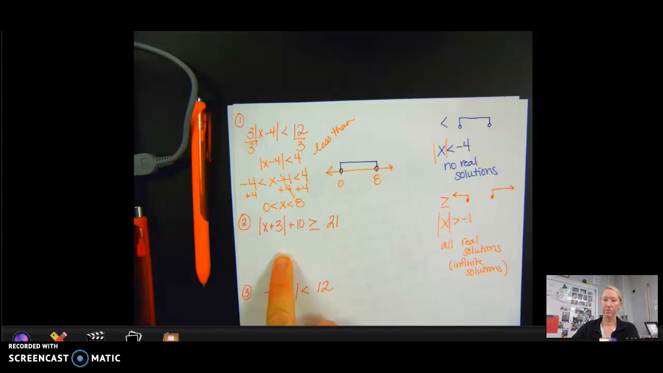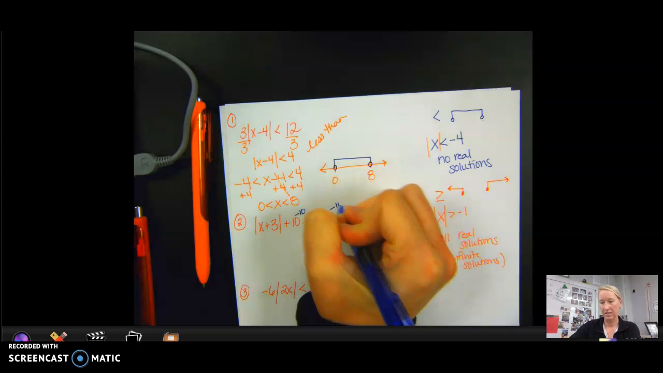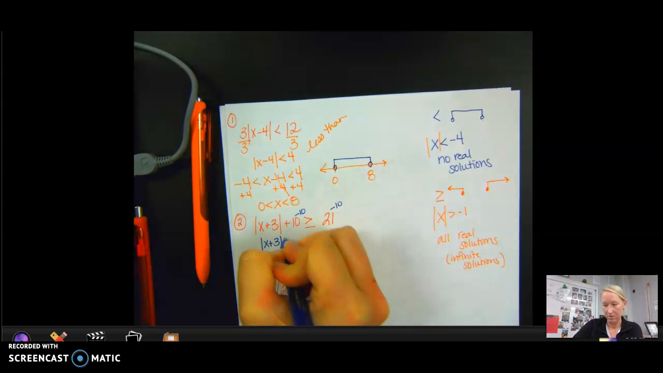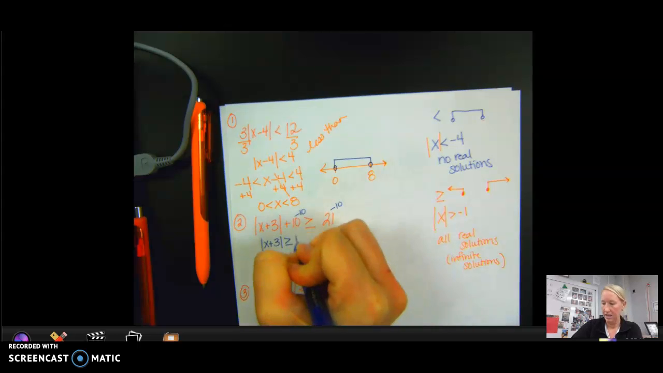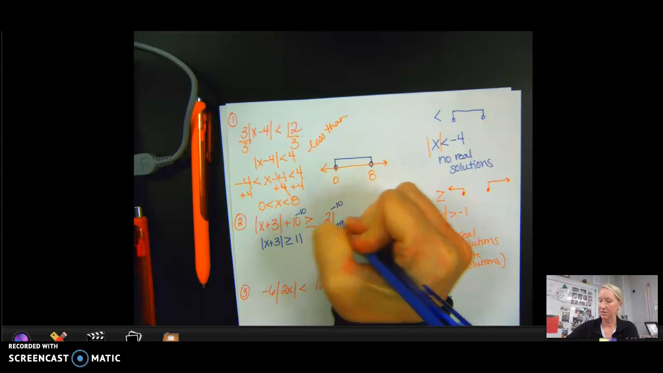Number 2. First thing we want to do is get the absolute value by itself, so I'm going to subtract 10 here, and I'm going to subtract 10 here. Absolute value of x plus 3 is greater than or equal to 11. So at that point, with this, we can say that it is a greater than.